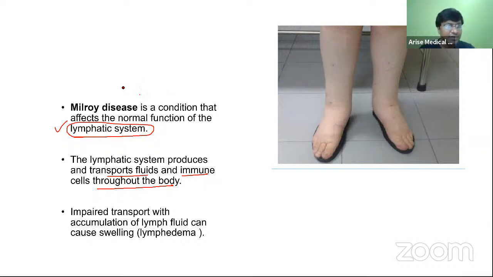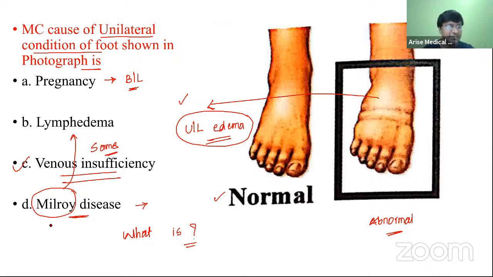Now, in case of Milroy disease, what will happen? There is impaired transportation of the lymph with accumulation of the lymph fluid. That will make the individual develop what is called lymphedema. So Milroy disease is nothing but lymphedema, and it can present bilaterally also, with bilateral edema.